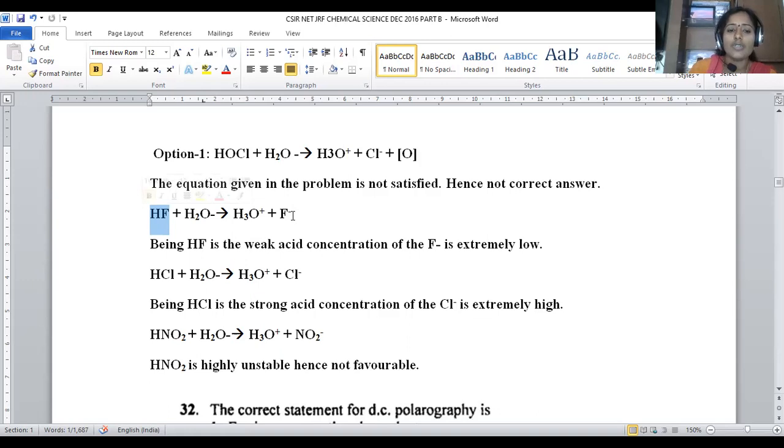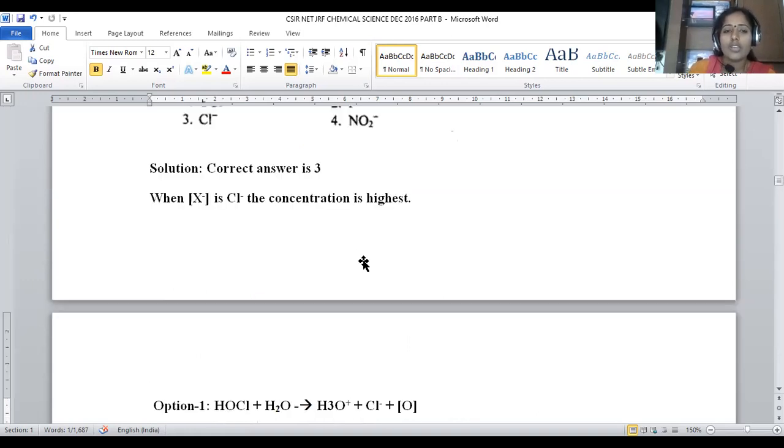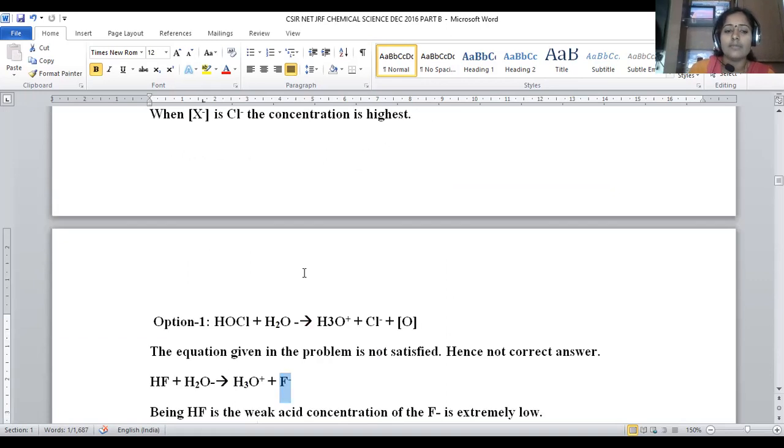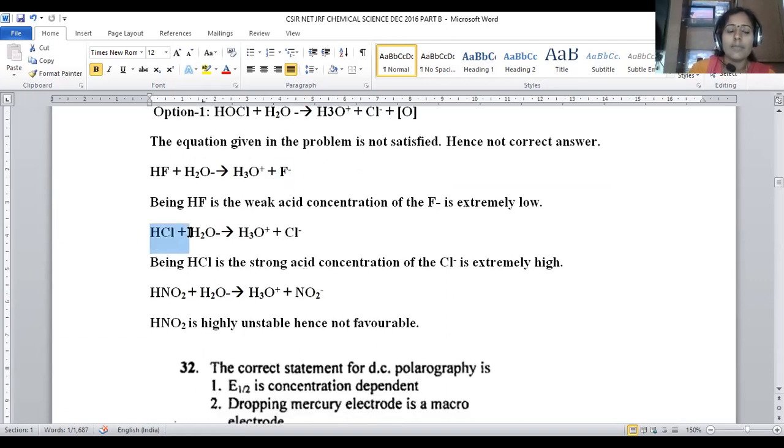If it is partially ionized, what about the concentration of F minus? It will be very low. So here, a higher concentration of X minus is not possible with F minus, since HF is a weak acid. Let us go with HCl.